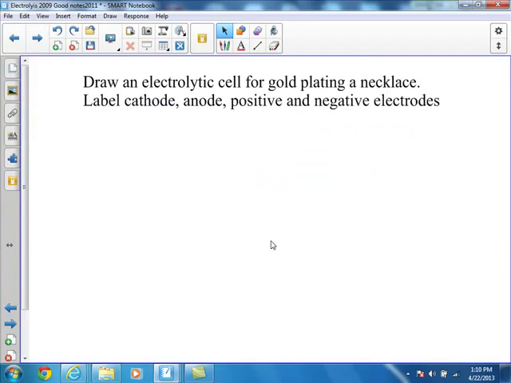Okay, so draw an electrolytic cell for gold plating a necklace. Go. What? Gold plating. Different language.